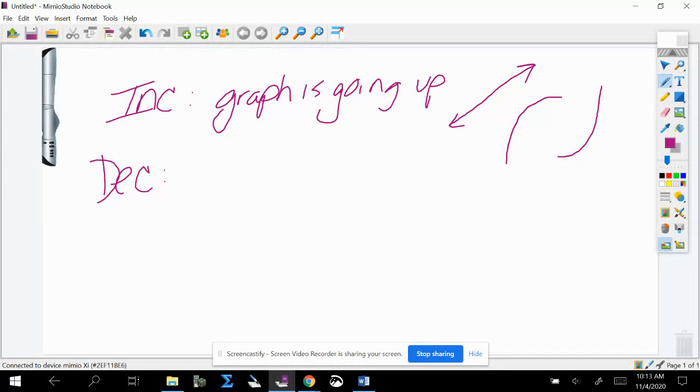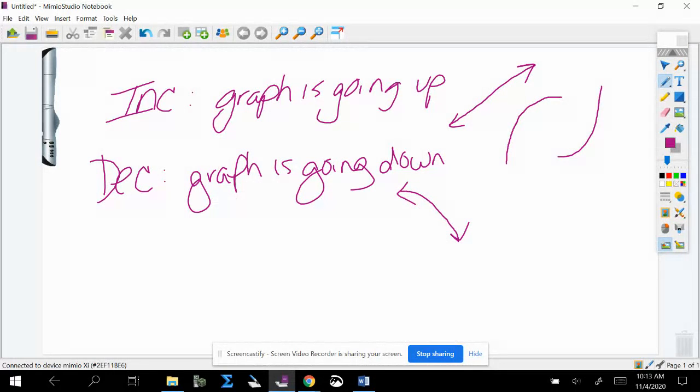Decreasing means your graph is going down. And again, it's like the drop on the roller coaster. So instead of having that positive slope, you're going to have a negative slope. So it's going to be like that, or it's going to be like that. It can be a really sharp drop. It can be a really gradual drop.